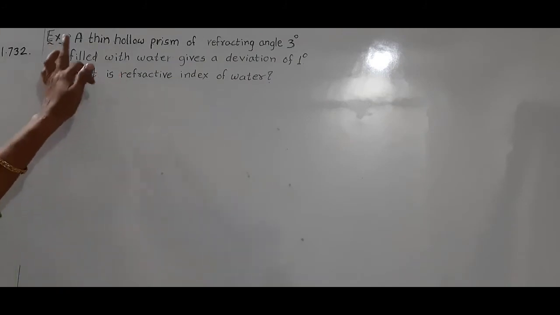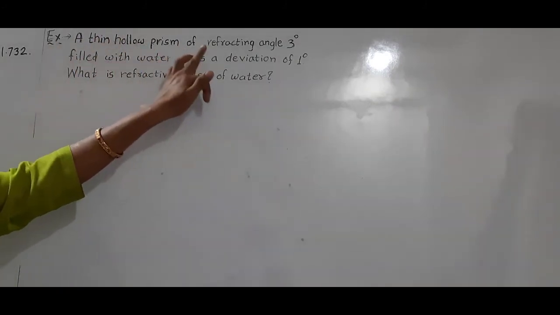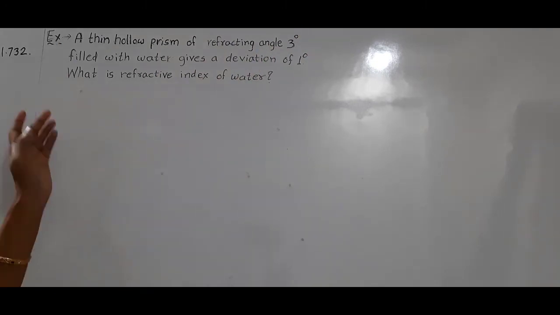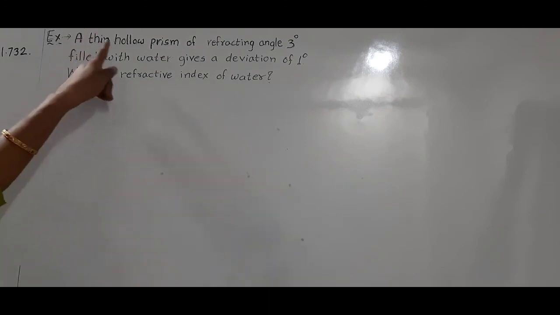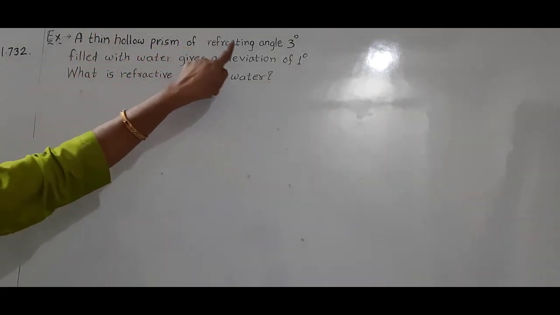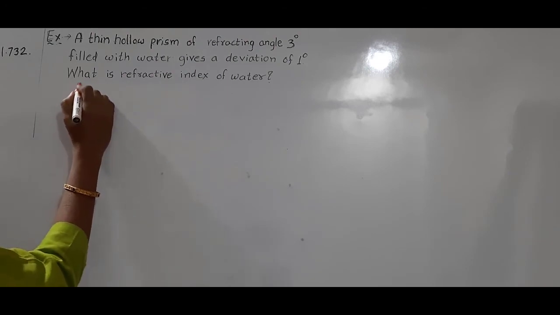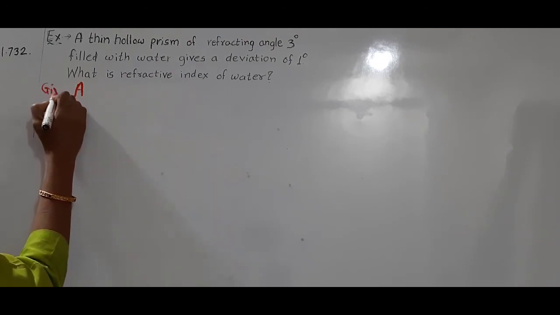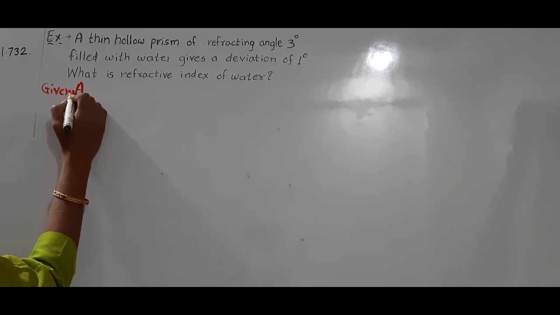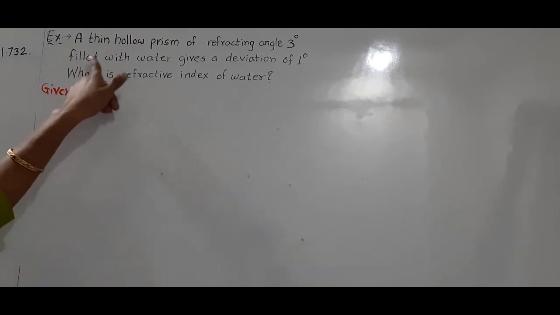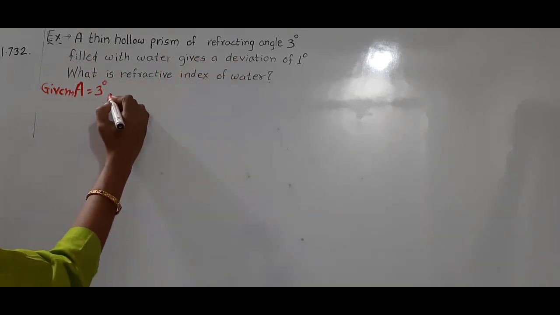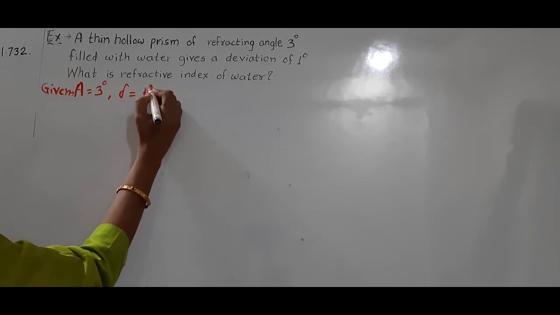Read this example. A thin hollow prism of refracting angle 3 degree filled with water gives a deviation of 1 degree. What is the refractive index of water? What is given in this problem? A thin hollow prism of refracting angle A is given to us. What is given to us? Refracting angle A is equal to 3 degree. Also, filled with water it gives a deviation. Delta is given. Delta is equal to 1 degree.